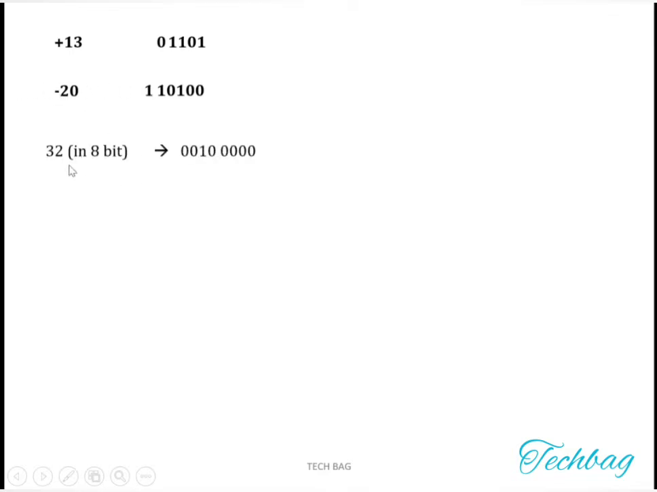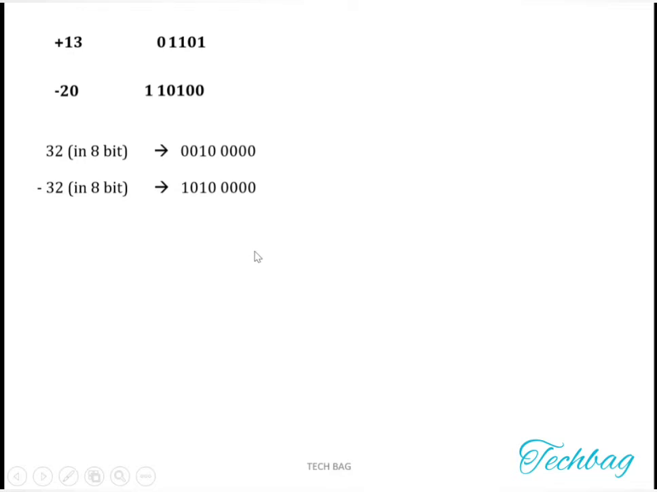Similarly, 32 in 8-bit can be represented as 00100000. Here 32 is expressed in 8-bit and the most significant bit represents the sign of that number. Here 32 is a positive number, so the most significant bit is 0. Next, minus 32 in 8-bit is represented as 10100000. Here the most significant bit is 1, which represents the given number is negative. The only difference between these two numbers is in the most significant bit.